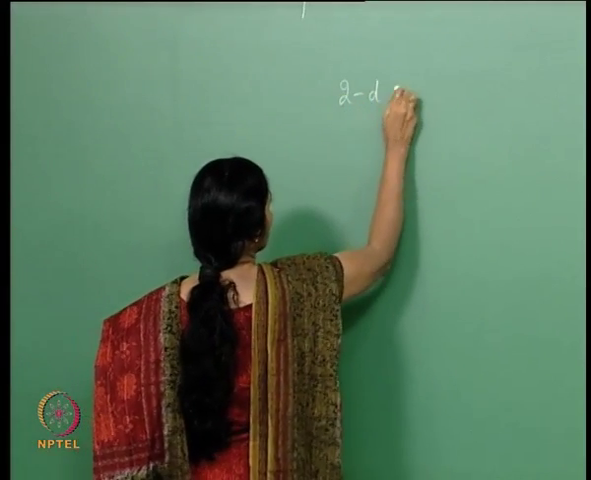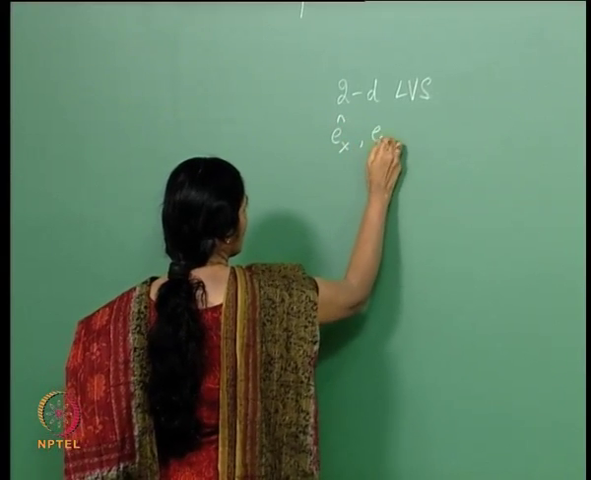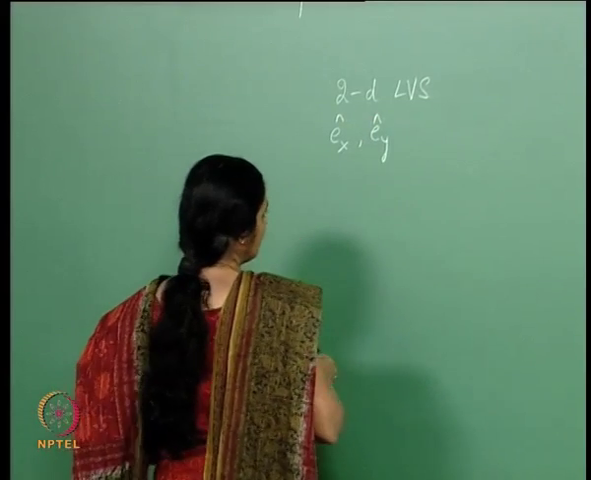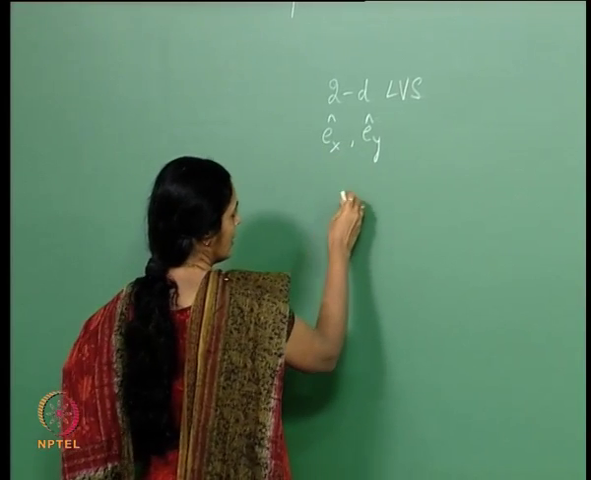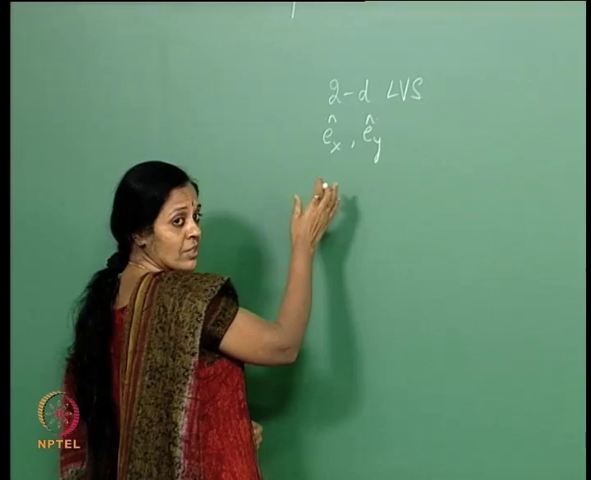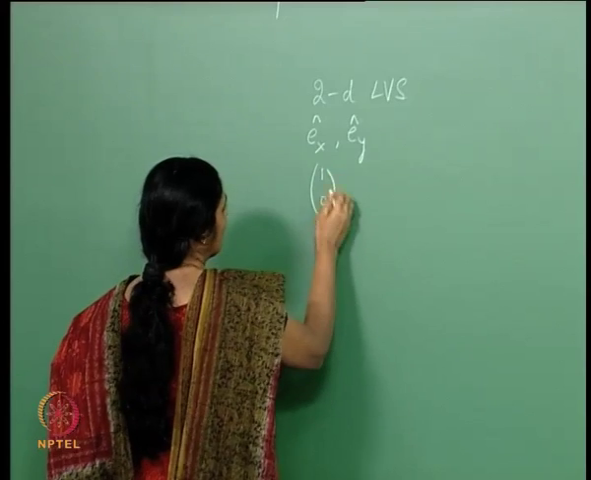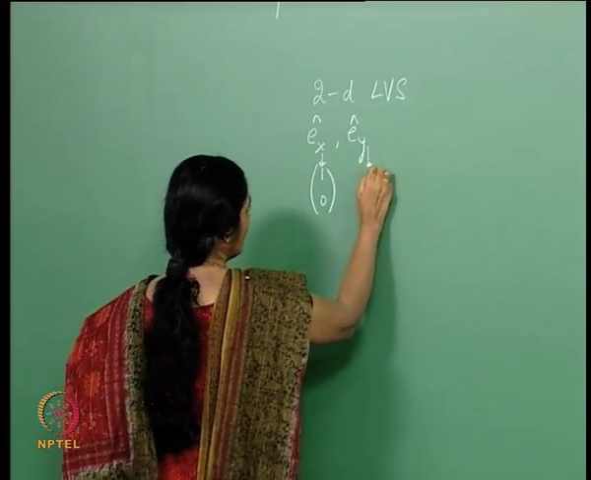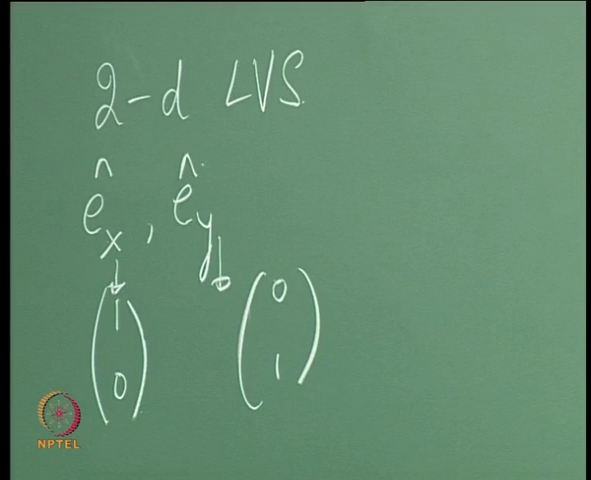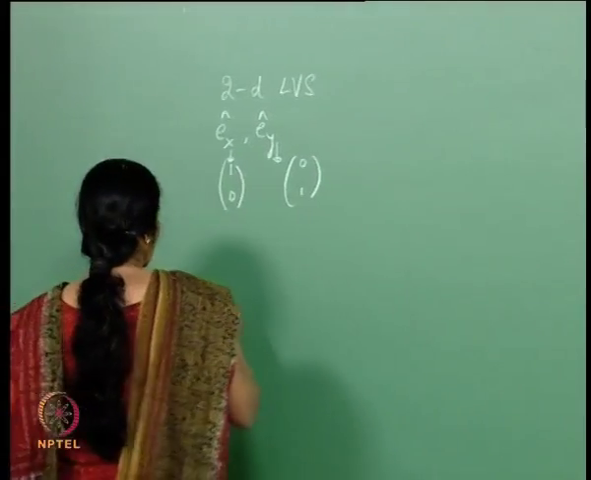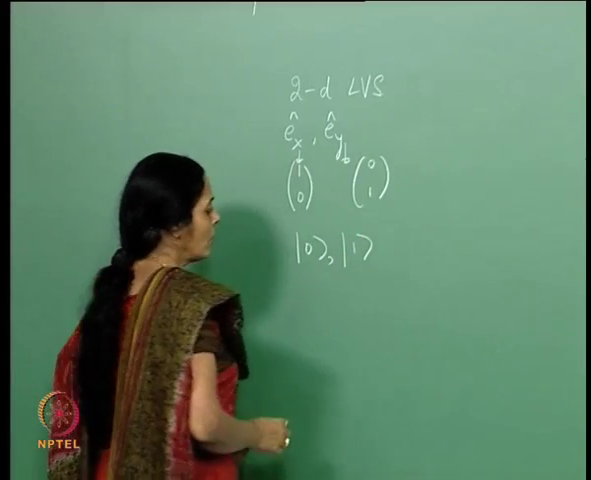We had a two-dimensional linear vector space. The basis vectors were chosen to be orthonormal. Each of them was normalized to unity and they were orthogonal to each other. If we used column vector representation for these basis vectors, we could have well represented Ex by (1, 0) and Ey by (0, 1). We could use the Dirac notation and perhaps refer to these basis vectors as ket 0 and ket 1.